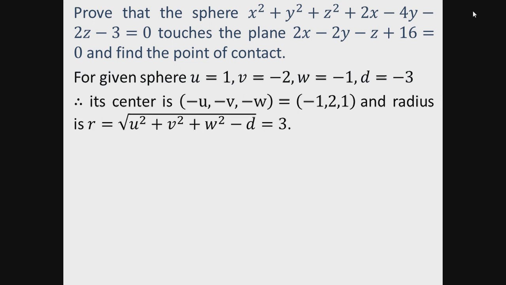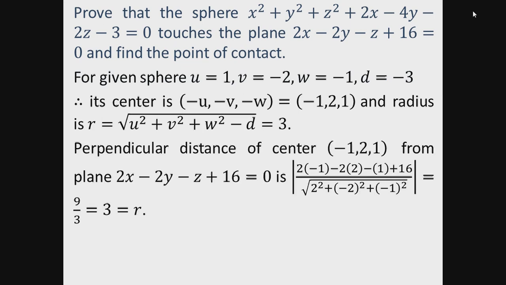Now we have to find the perpendicular distance of the center from the plane, and make use of the perpendicular distance formula. It will be 2 into minus 1 minus 2 into 2 minus 1 plus 16 divided by square root of 2 square plus minus 2 square plus minus 1 square, and if we simplify it, it comes out to be 3, and it is the same as the radius. Therefore the sphere touches the given plane.